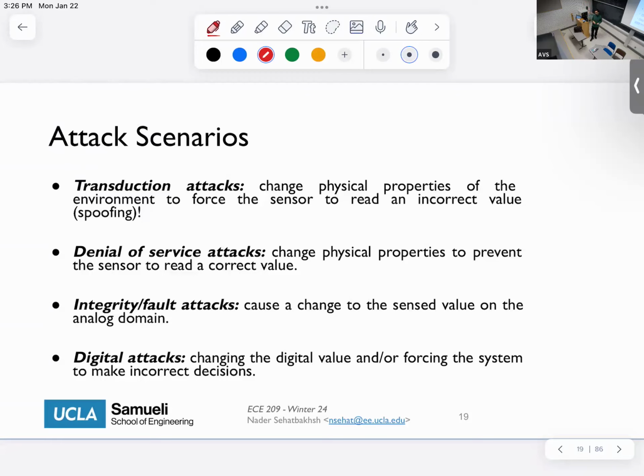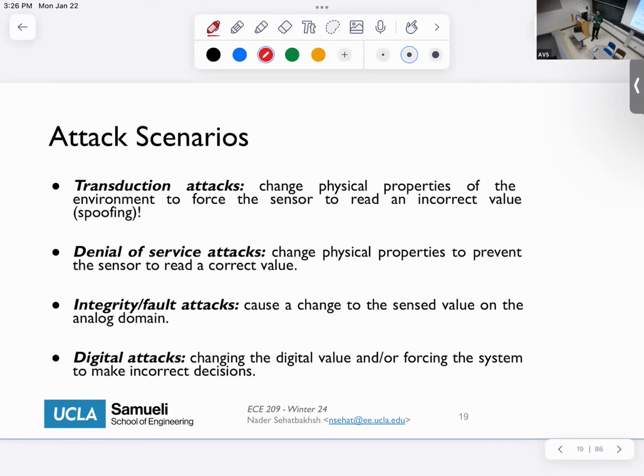Another thing that we can do is what we call denial of service attacks, okay? We're not necessarily interested in changing values, but we are just interested in breaking down the system, stopping the system from working, right? So for example, melt down the entire system by raising the temperature or doing various different things, right?